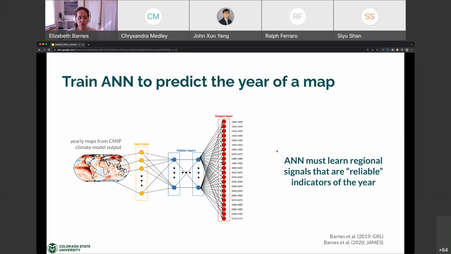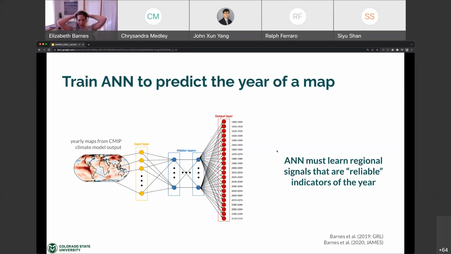Now, we trained over many different climate models and data sets, and withheld a set of other climate models that the network never saw before, called our testing set, to ensure we weren't overfitting and we were, again, getting right answers for the right reasons.